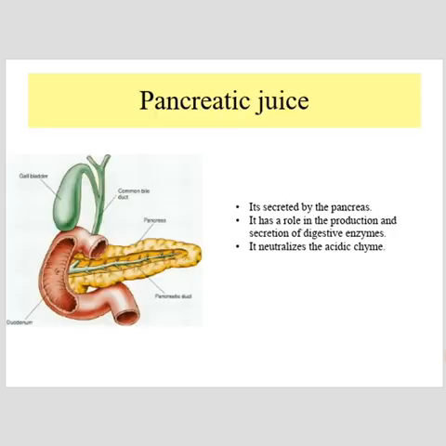Now at the level of the pancreatic juice, it's secreted by the pancreas and it has a role in the production and secretion of digestive enzymes, and also it has the same function as the bile, which is to neutralize the acidic chyme.